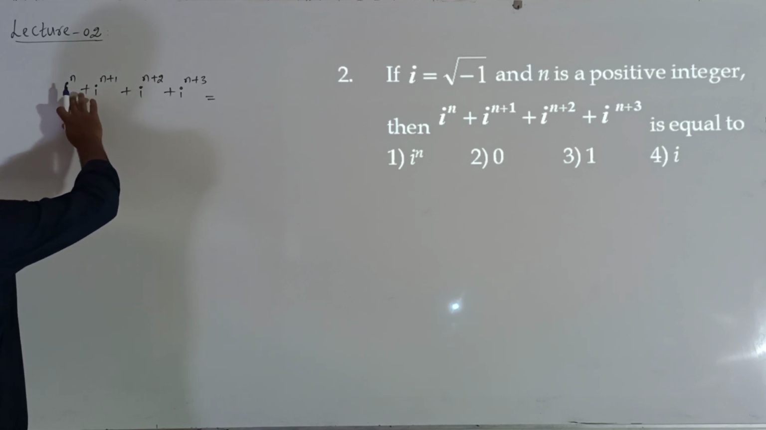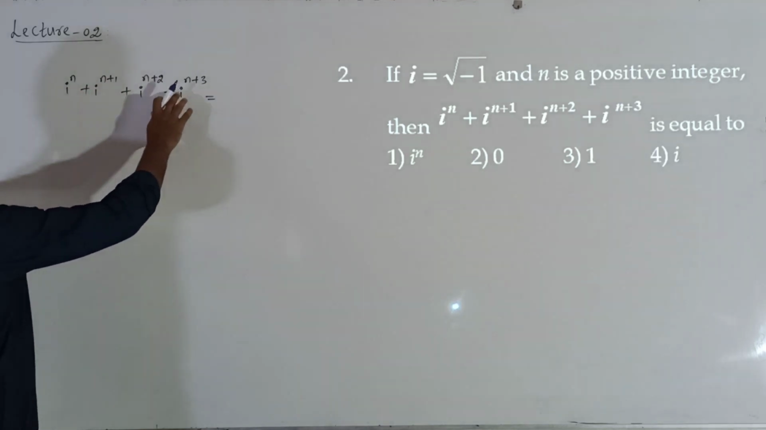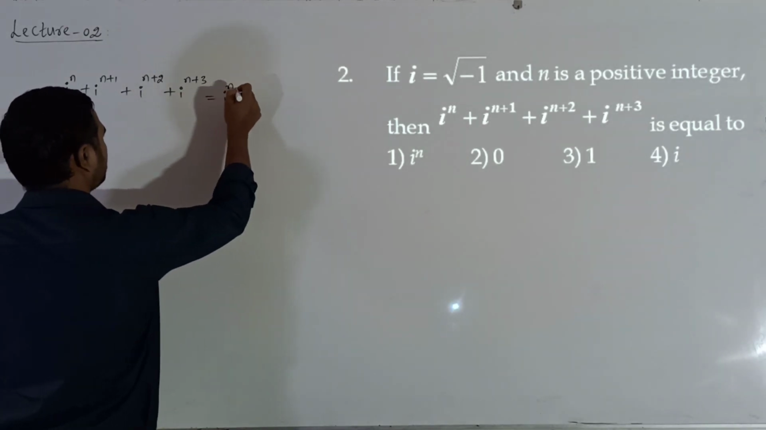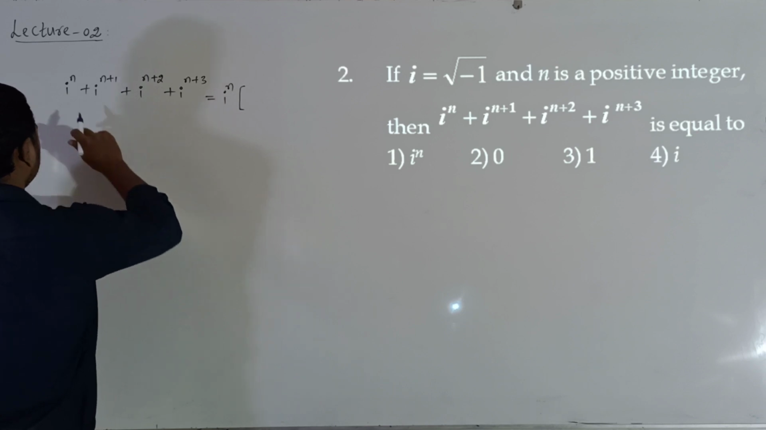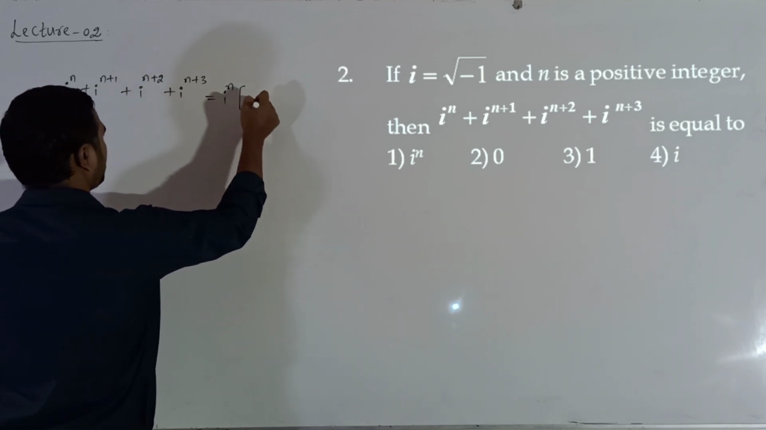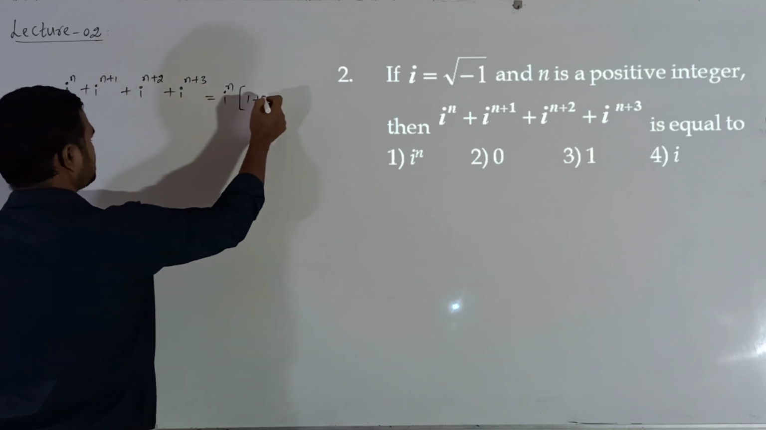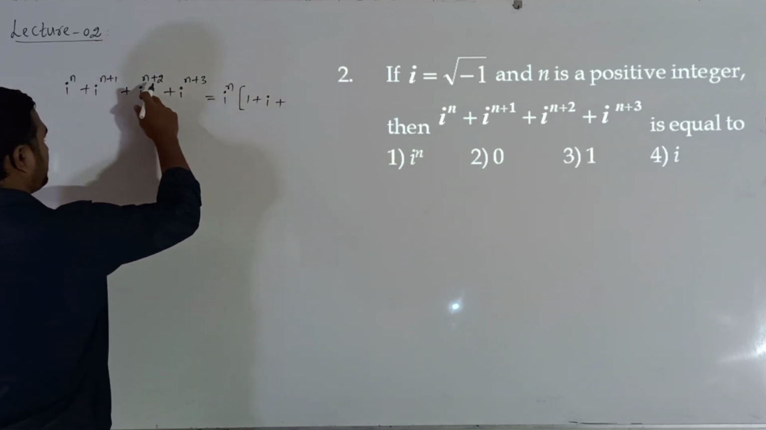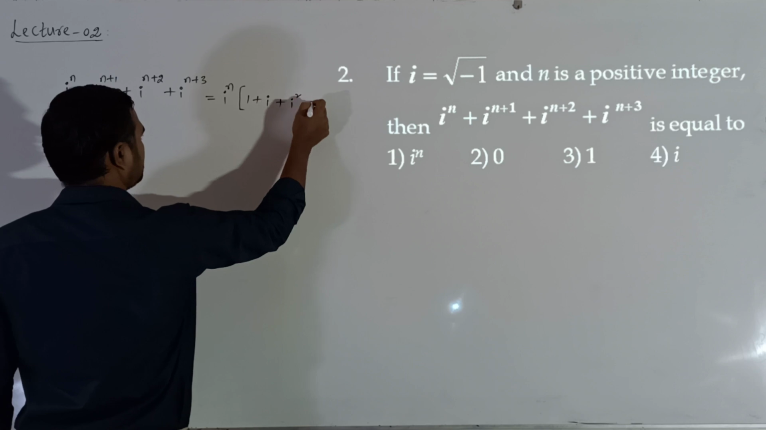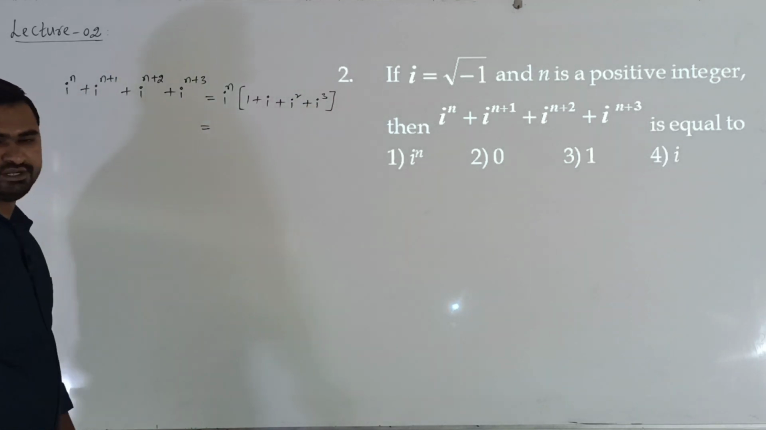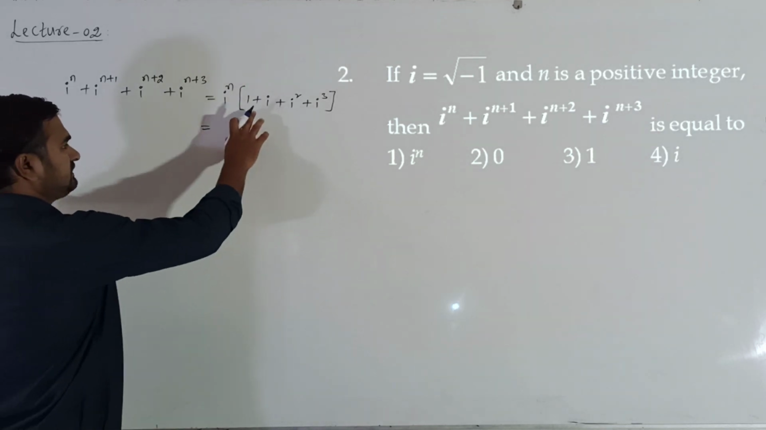Now another method is, in each of these terms you can take i^n common. If I take i^n common from each term, what will be remaining? Here 1 is remaining, plus i, plus i squared, plus i cubed. So by taking i^n common, this is what remains.